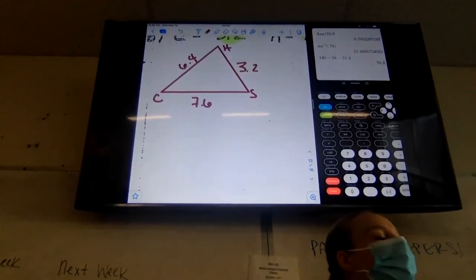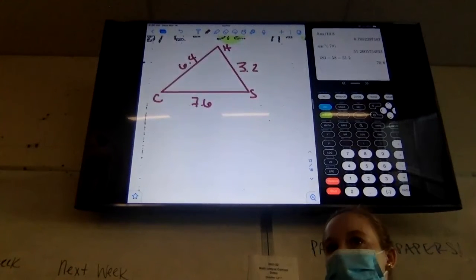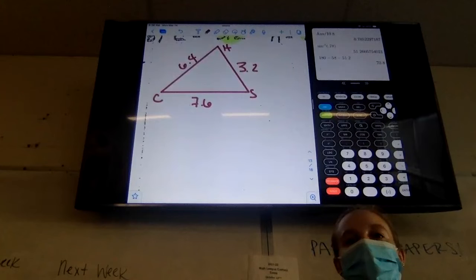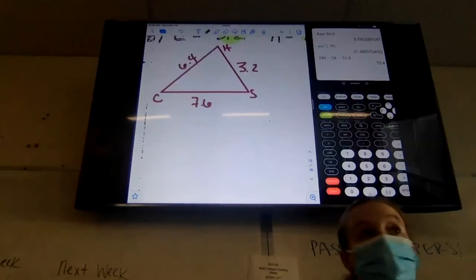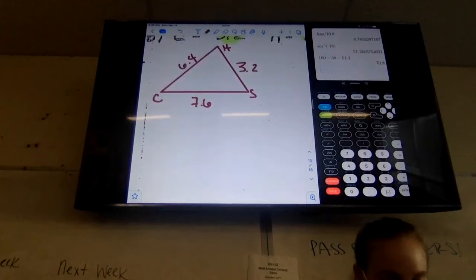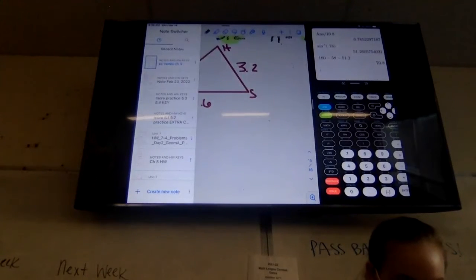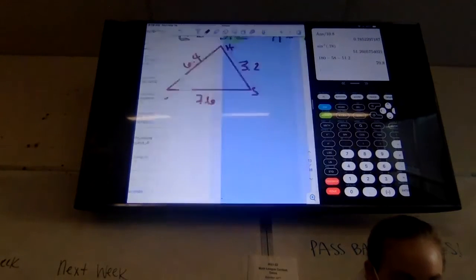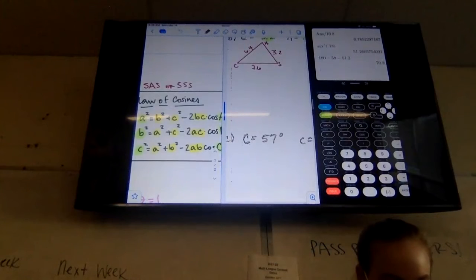Now this one calls for another law of cosines. The reason I know it is because I gave you 3 sides. I give you 0 angles, which means we can definitely not use law of sines. So 3 sides means that we're going to use law of cosines. And I don't mind which one you use. I'll probably use the first one just because it doesn't matter what A, B, or C is.